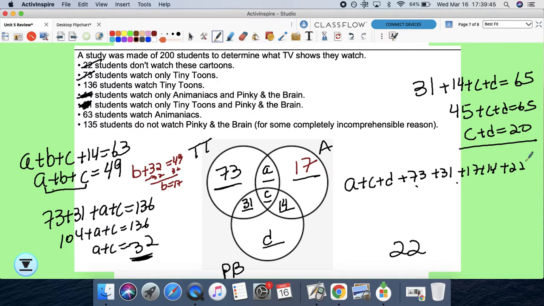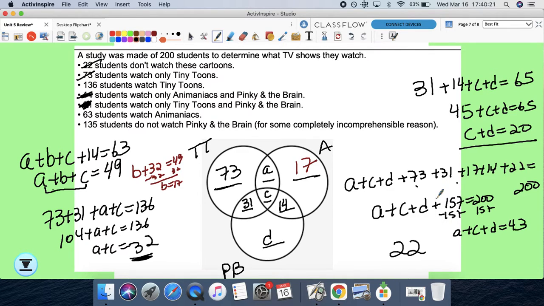Don't forget the number outside. All that has to equal 200. So I'm going to simplify that. A plus C plus D plus, and let me add 73 plus 31 plus 17 plus 14 plus 22 equals 157, equals 200. Subtract 157 from both sides, and A plus C plus D equals 43.